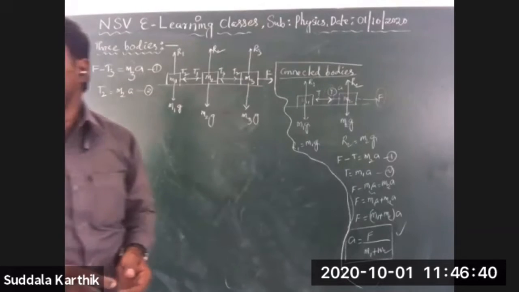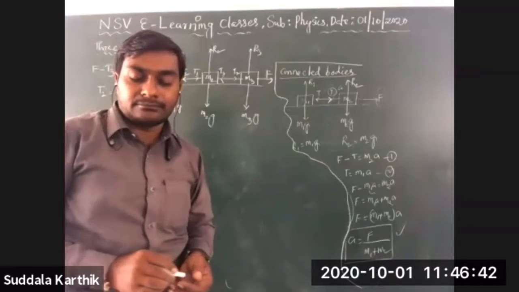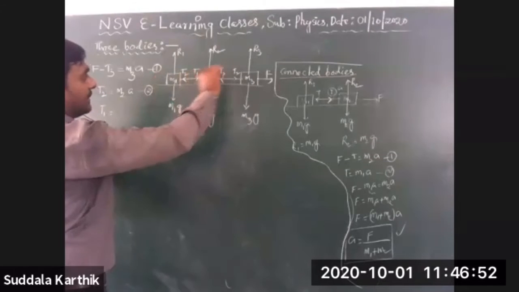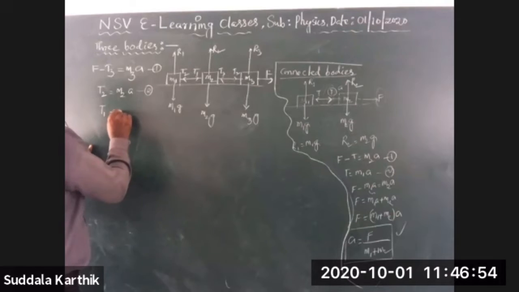On M1, Nana. Tell me, T1. T1 is acting in which direction? In this direction. It is moving in which direction? In this direction. T1 is equal to M1 into A.